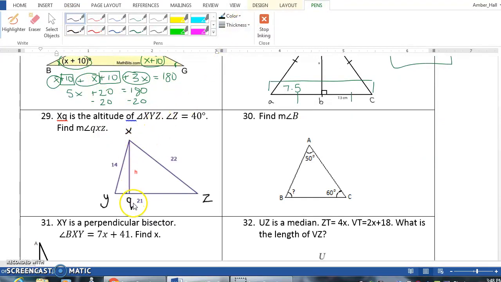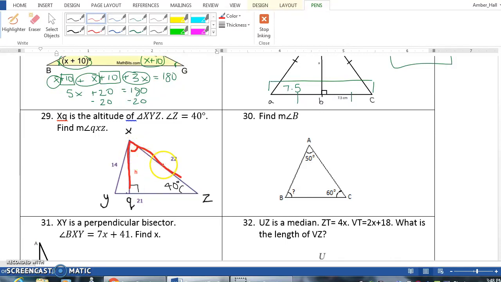XQ is the altitude. Altitudes, what do they tell us? They go through the vertex and they create a 90-degree angle of triangle XYZ. Angle Z is 40 degrees. Find the measurement of angle QXZ right here.